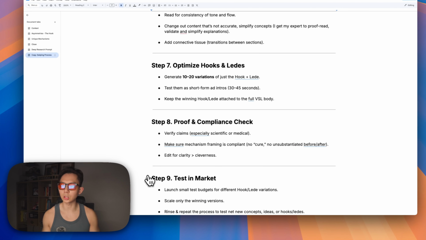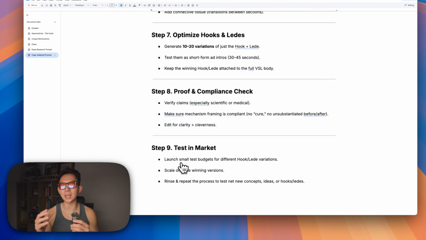And step number 8 is the proof and compliance check. You want to verify claims, especially scientific or medical. Make sure mechanism framing is compliant. So you don't want to say things like cure cancer, things like that. That will get you in a lot of trouble. You want to make sure you have substantiated claims and you want to edit for clarity over cleverness.